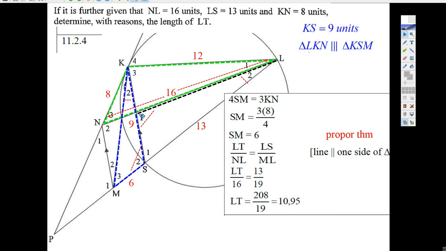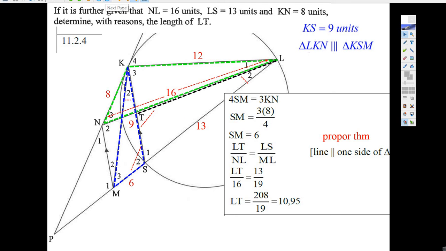Well, that parallel line divides the sides proportionally, because one line is parallel to the base of the triangle here. So they're divided proportionally. So what can we do? We can go LT over NL, and we know that NL is 16, is equal to LS over LM. That's 13 over 19. Well, 16 times 13 divided by 19, that's 10,95 units. We just figured out what LT is.